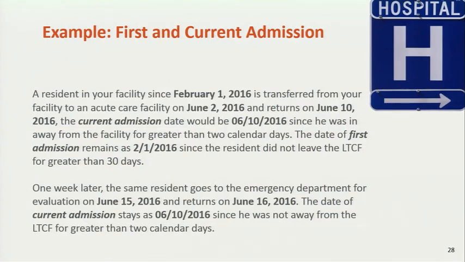Let's look at an example. A resident in your facility since February the 1st is transferred from your facility to an acute care facility on June 2nd and returns on June 10th. The current admission date would be 6/10 for June 10th since he was away from the facility for greater than 2 calendar days. The date of first admission remains as 2/1 since the resident did not leave the facility for greater than 30 calendar days.